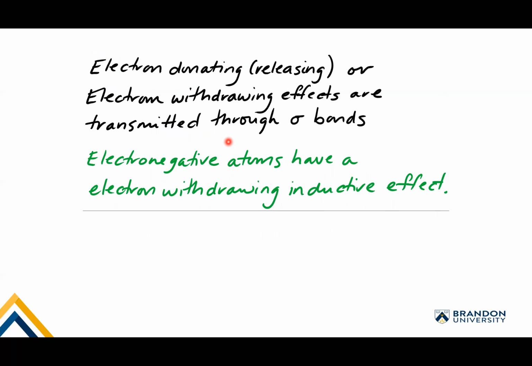So if electrons are being pulled towards that atom, we say that that's an electron withdrawing effect. And if electrons are being shifted towards another atom, we call that an electron donating effect. So electron donating or electron withdrawing effects are transmitted through sigma bonds, and they depend upon the inductive effects based upon differences in electronegativity. The most electron withdrawing group, fluorine, has an electron withdrawing inductive effect, whereas lithium, for example, would have an electron donating effect because it's electropositive and it's pushing away its electrons. So electronegative atoms withdraw electron density, electropositive atoms donate or release electron density.